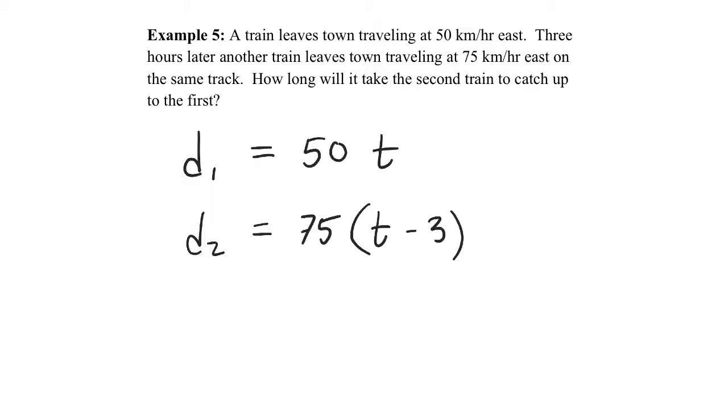For the second train to catch up to the first train, what do you know about D1 and D2? Olivia? The distance traveled by the first train is eventually going to be the same as the second train. It's going to catch up. So you can set these equations equal to each other because D1 is equal to D2.